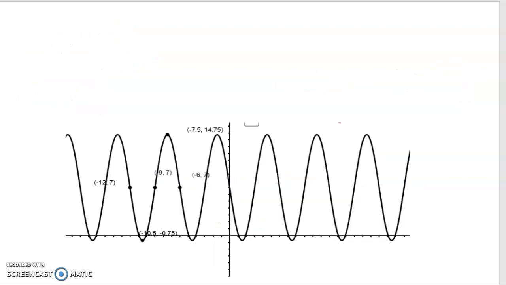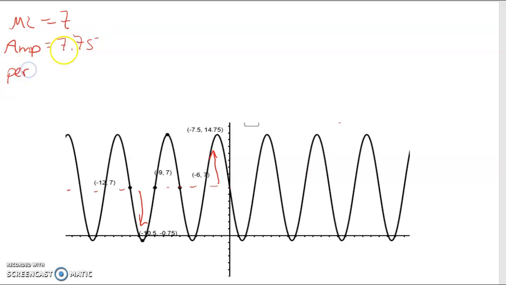One more example. Here we go. Looks like it starts on the midline. Let's check it out though. Let's grab everything else first. If our midline goes right through here, our midline must be at 7. And to go down or up from our midline, we're going either up to 14.75 or down to -0.75. Our amplitude is equal to 7.75.